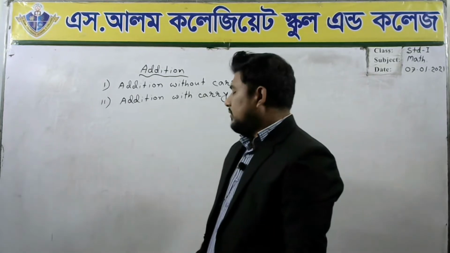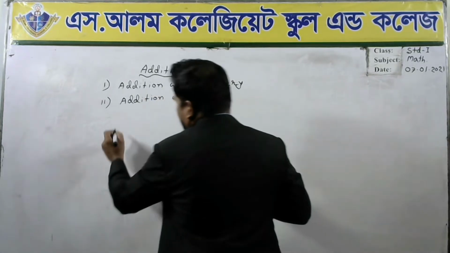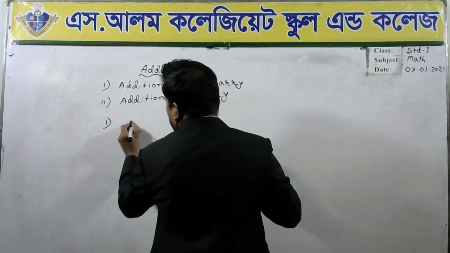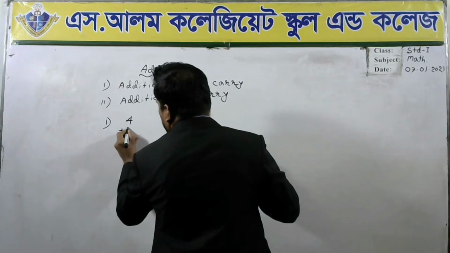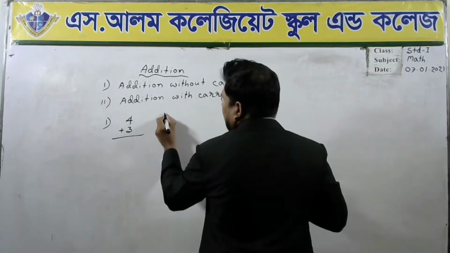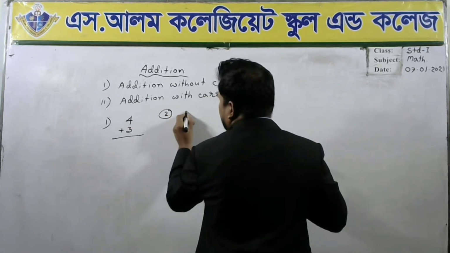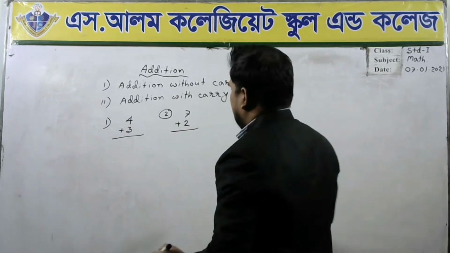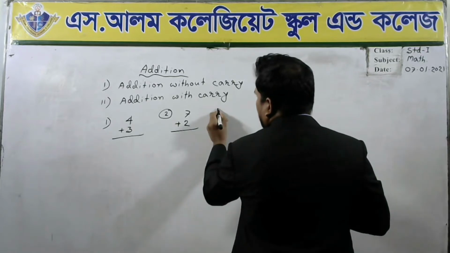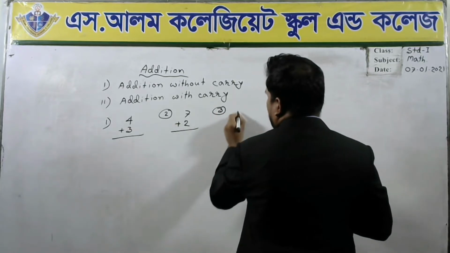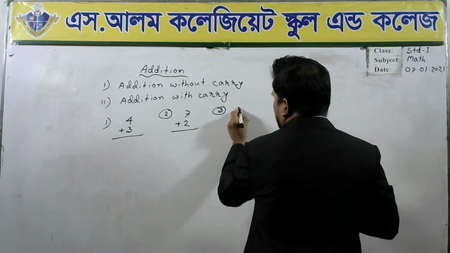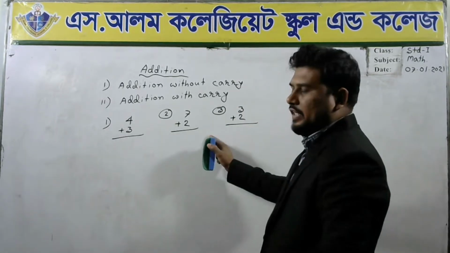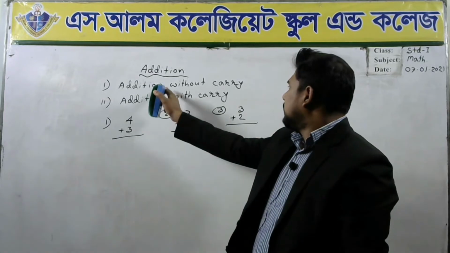Dear students, look at the problems. Number 1, 4 plus 3. Number 2, 7 plus 2. Number 3, 3 plus 2. This type of addition is without carry.